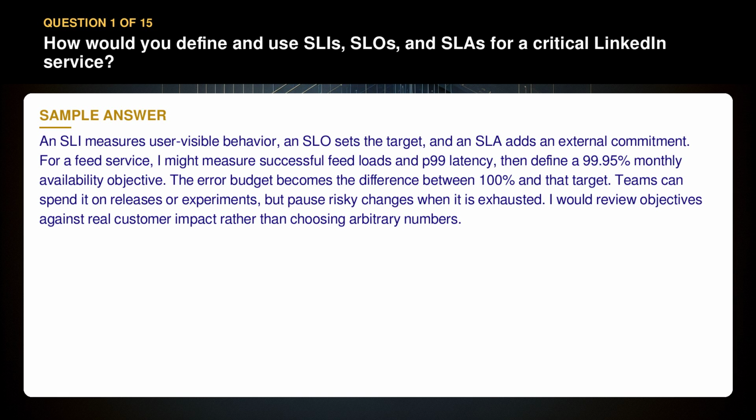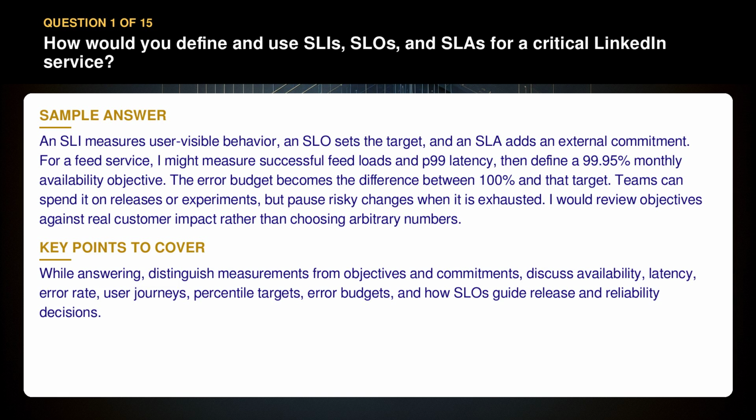The error budget becomes the difference between 100% and that target. Teams can spend it on releases or experiments, but pause risky changes when it is exhausted. I would review objectives against real customer impact rather than choosing arbitrary numbers. While answering, distinguish measurements from objectives and commitments, discuss availability, latency, error rate, user journeys, percentile targets, error budgets, and how SLOs guide release and reliability decisions.